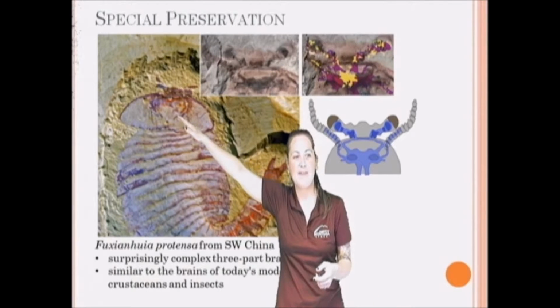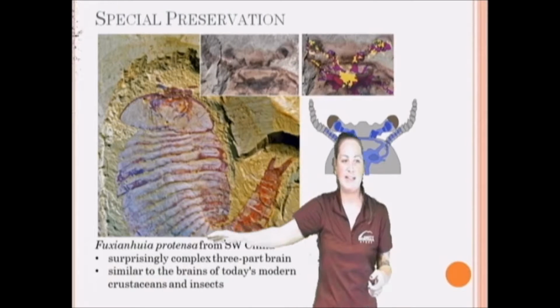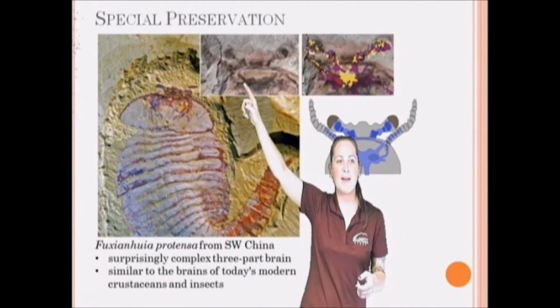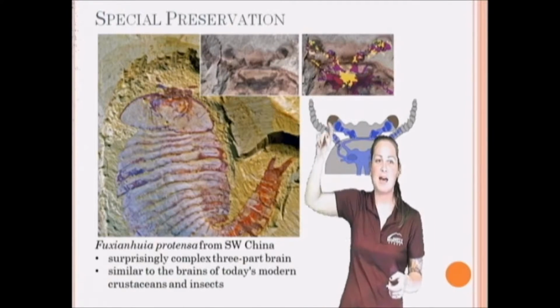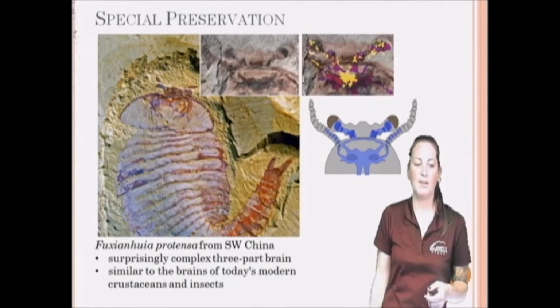So I'll walk you through this fossil. This is kind of the head up here, the body, and down into the tail. This is a close-up of the brain. This is with some structures laid over top, and then this guy here is the reconstruction of what we think it might have looked like.